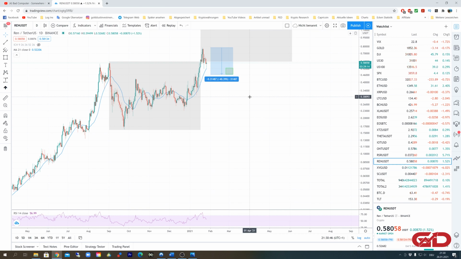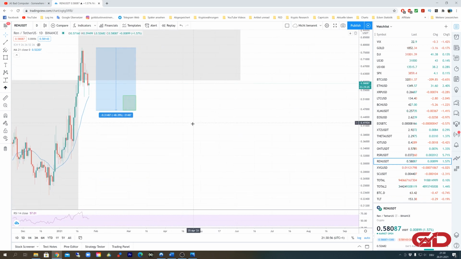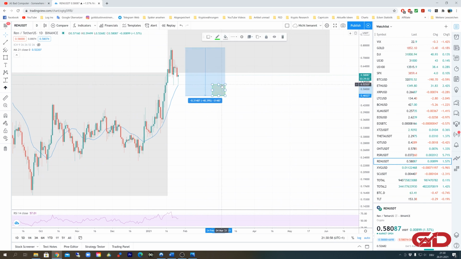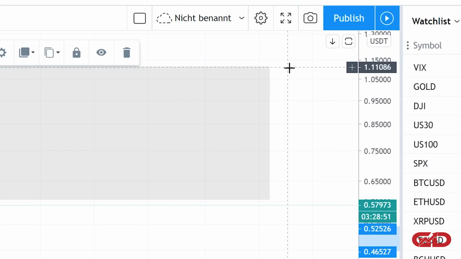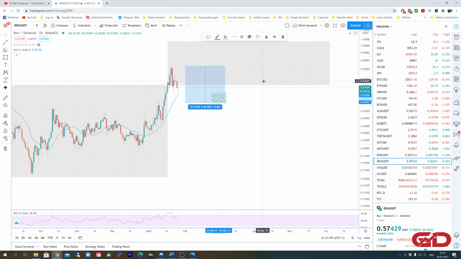So that was the short update for REN. In a final summary, we can say that I'm expecting a buy-in price from here, let's zoom in a little bit, from 52.5 cents and 46.5 cents, and an upward target from $1.11.